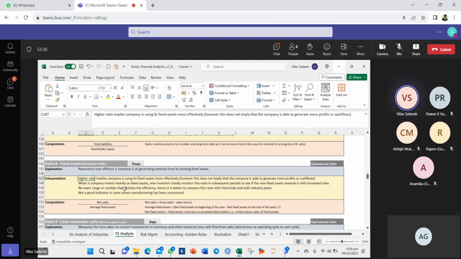Whenever investors are investing heavily in fixed assets, they will closely monitor this ratio to see if this asset addition has rewarded the company with additional sales. So this asset turnover ratio has to improve over time whenever a significant investment has been made in fixed assets.